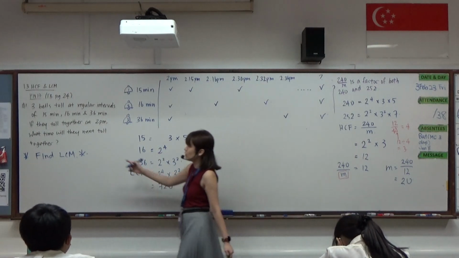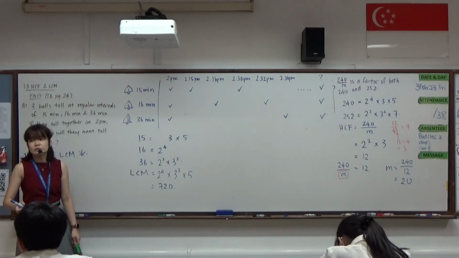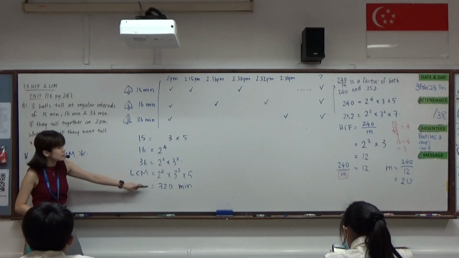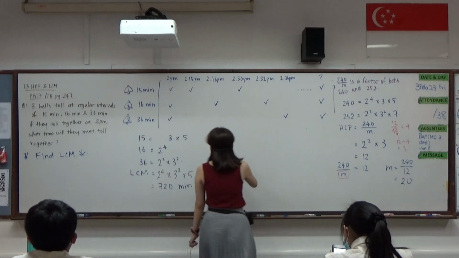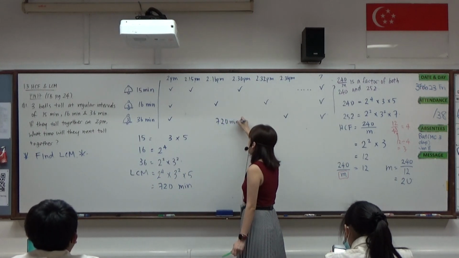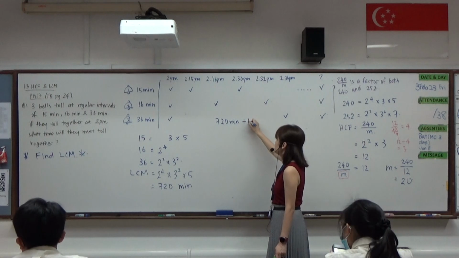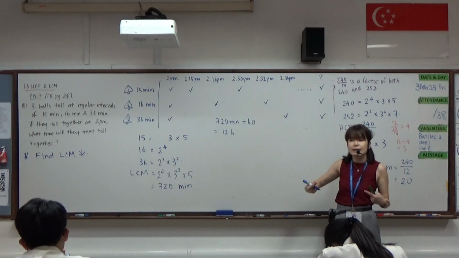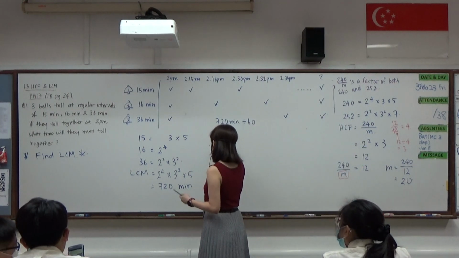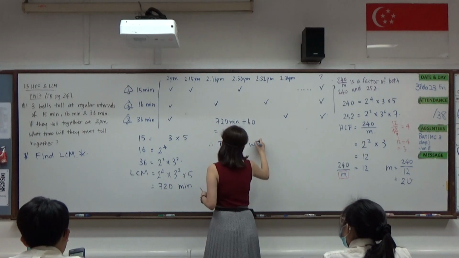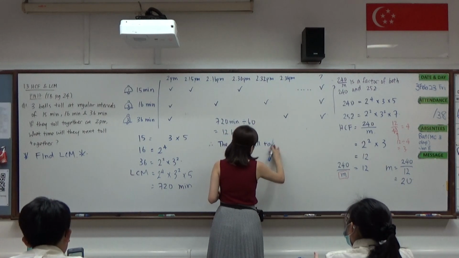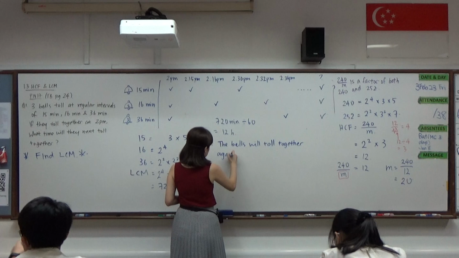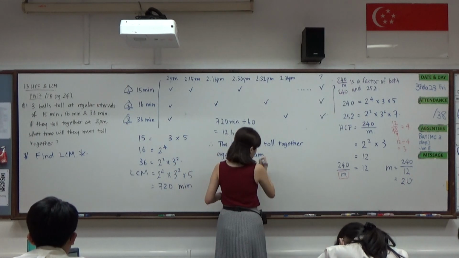No, because the question asks for the time. 720 is what units actually? Minutes, because these are all in minutes. So 720 minutes. We need to convert our minutes into hours by dividing by 60, and we get 12 hours. So 12 hours later, what time will it be? Therefore, the bells will toll together again at 2 a.m.